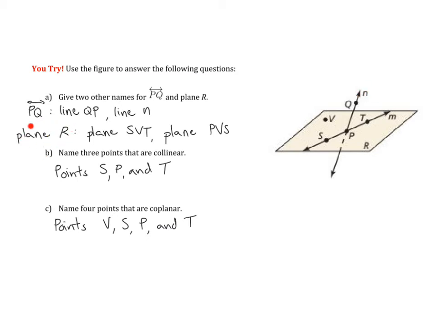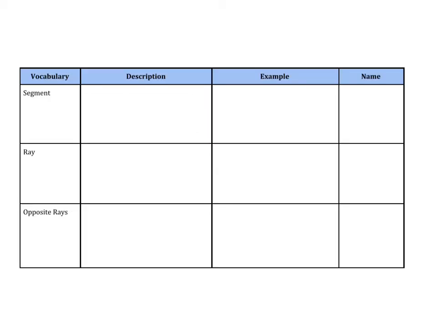For plane R, there actually are more than just these few ways that I wrote out, but so long as you use the point V, you are good to go because point V is the only one that is not collinear with any of these on line M. For part B, we need 3 points that are collinear. The only 3 that exist are going to be these 3 points right here, S, P, and T. And the last one asks for 4 points that are coplanar. So we have only 4 points on this entire plane, and that is point V, point S, point P, and point T.